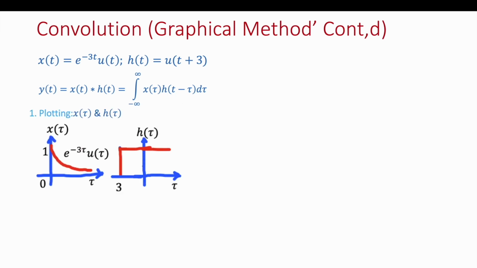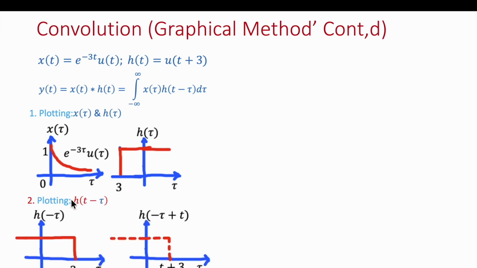The first step is plotting x of tau and h of tau. So x of tau is basically the multiplication of the decaying exponential function with the unit step signal. If you multiply the decaying exponential signal with the unit step, the resulting graph will look like this. And h of t is basically the shifted version, and you can calculate the shift by equating t plus 3 equal to 0, so t is equal to minus 3, on the negative side. Then you can plot the unit step.